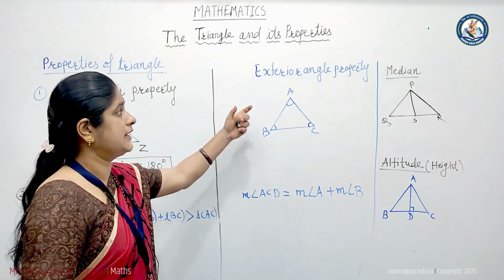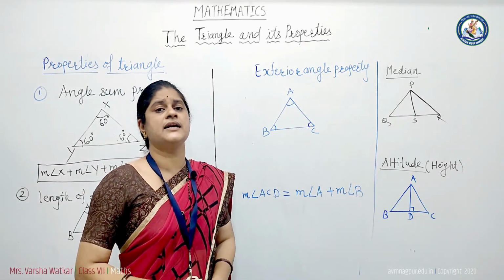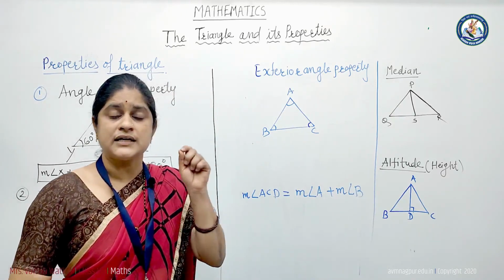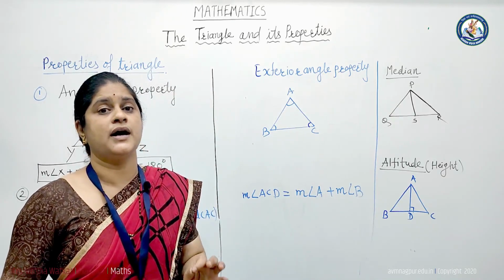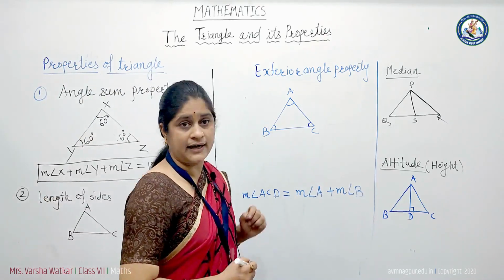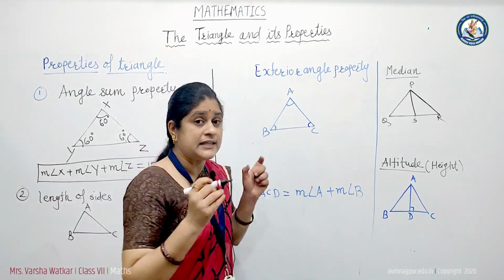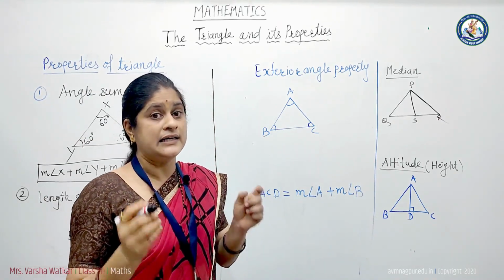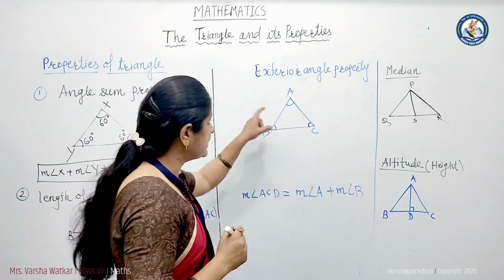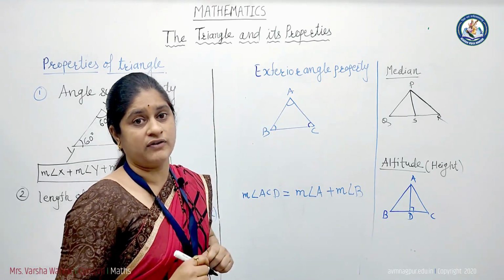Another property is the exterior angle property. Before understanding this property, you must understand what is meant by the exterior angle of a triangle. See, a triangle has three angles: angle A, angle B and angle C. These three angles are inside the triangle. Therefore, these angles are interior angles of a triangle.